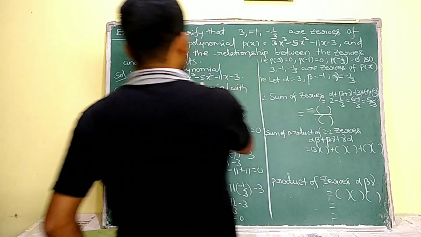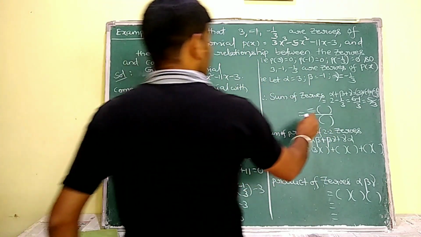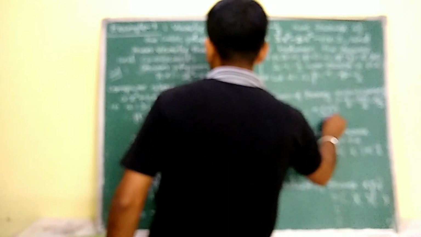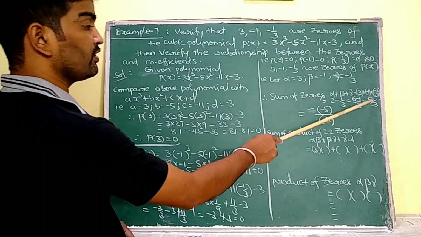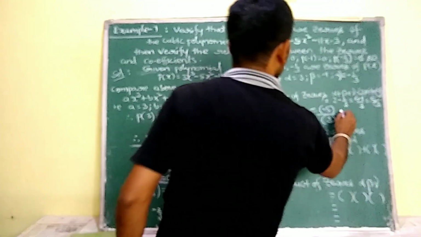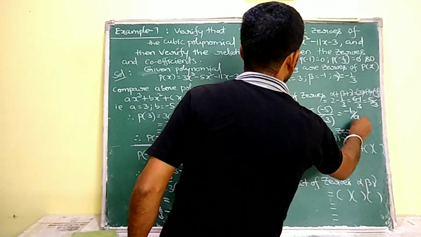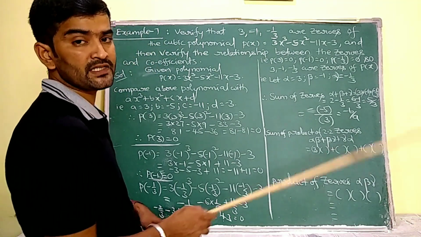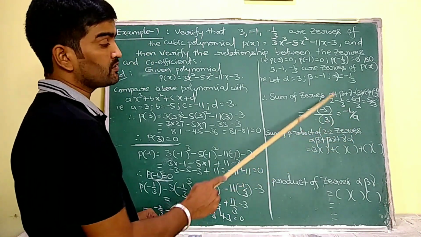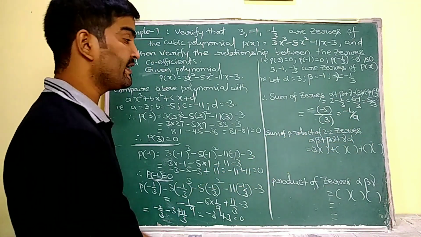So see, -b means what here? Minus 5. And a means 3. So minus of minus 5 by 3 means it is 5 by 3 only. So this is equivalent to -b/a. That means the sum of the zeros, alpha plus beta plus gamma, is equivalent to -b/a. So the zeros and their coefficients are verified.